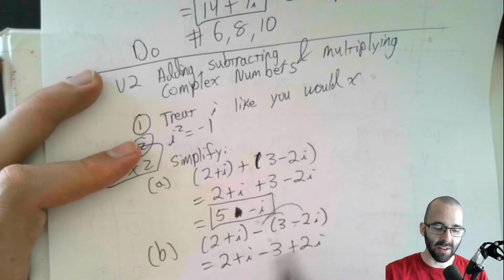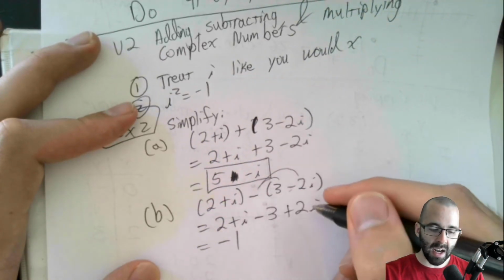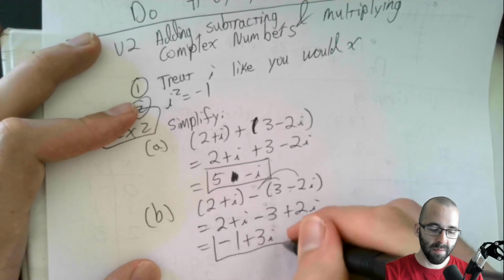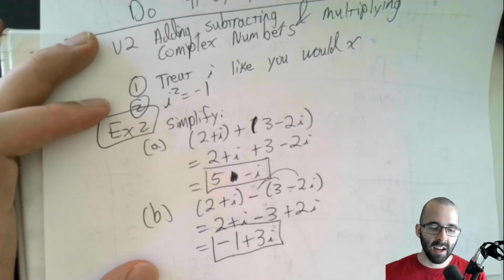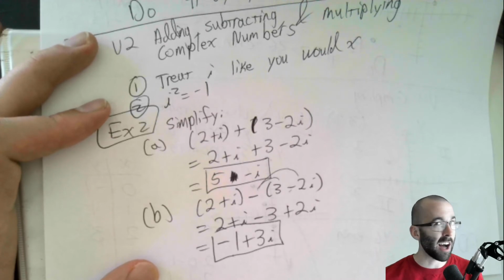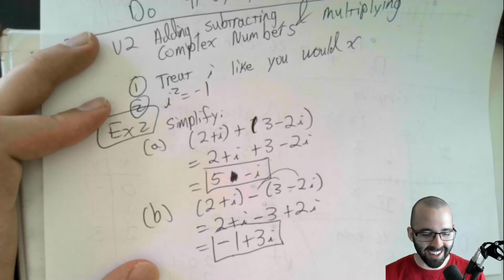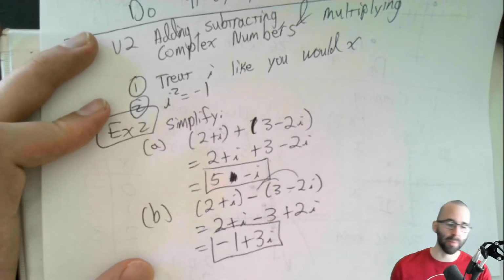So this is a little different. 2 minus 3 is -1. 1i plus 2i is 3 of them. Real part first, imaginary part second. And that's how you simplify complex numbers with subtraction.